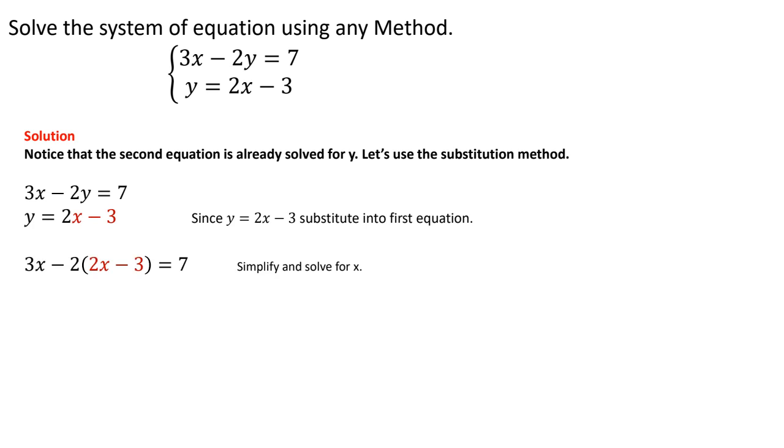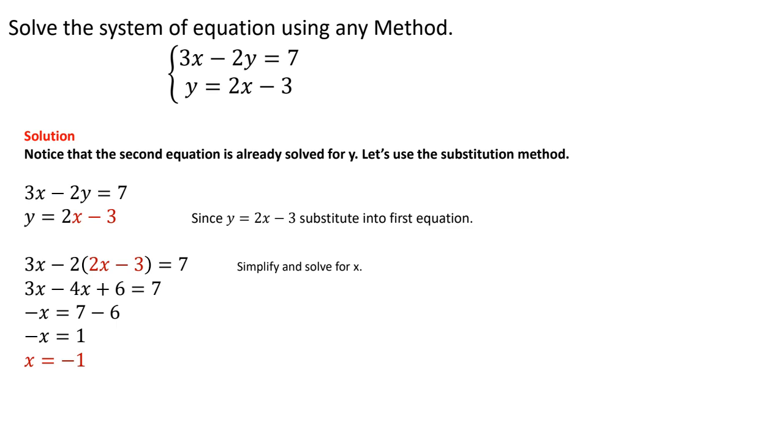So here we are. 3x minus 2 times 2x minus 3 is equal to 7. Then I'm going to simplify first by distributing that negative 2 to that 2x minus 3. So a negative 2 times a positive 2x is a negative 4x. A negative 2 times a negative 3 gives me a positive 6. Let's combine my like terms. 3x minus 4x is a minus x. Move the 6 to the other side by subtracting 6 on both sides. So 7 minus 6 is 1. So multiply by a negative on both sides to get a positive x. So x is equal to negative 1.